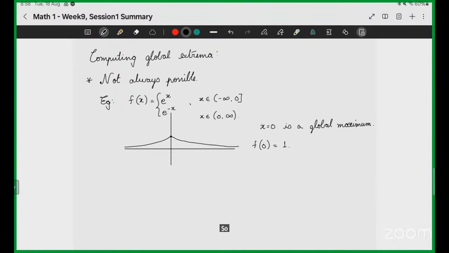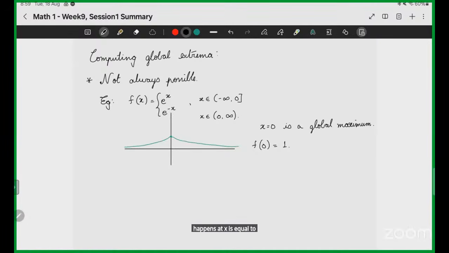So now is there a global maximum? Now, is it clear? Yes, sir. x is equal to 0 is a global maximum? Yeah. 1 is the maximum value the function attains, and that's precisely what happens at x is equal to 0.